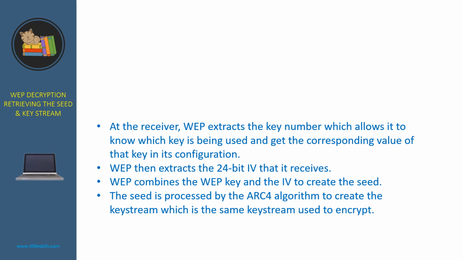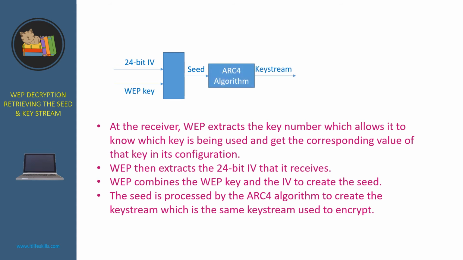Here is how WEP performs the decryption. As the receiver, WEP extracts the key number, which allows it to know which key is being used and gets the corresponding value of that key in its configuration. WEP then extracts the 24-bit IV that it received. Next, WEP combines the WEP key and the IV to create the seed. The seed is processed by the RC4 algorithm to create the key stream, which is the same key stream used to encrypt.